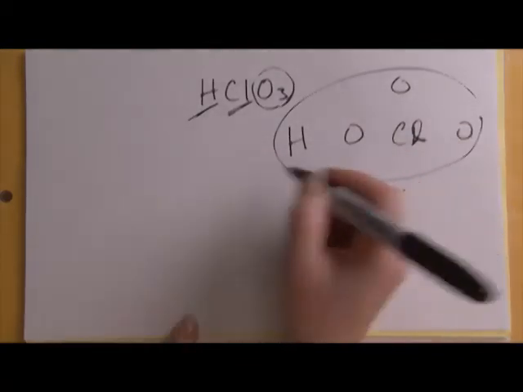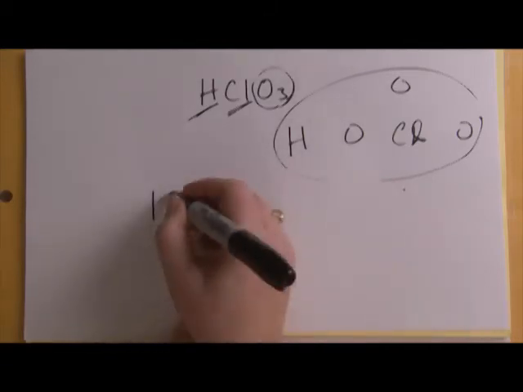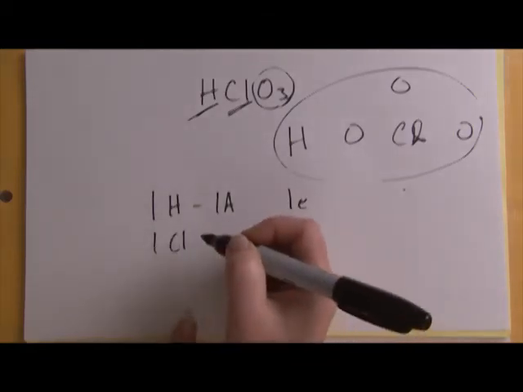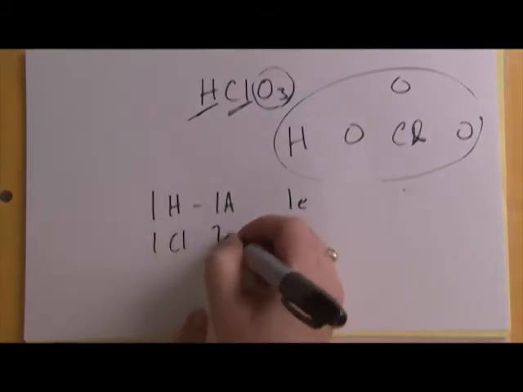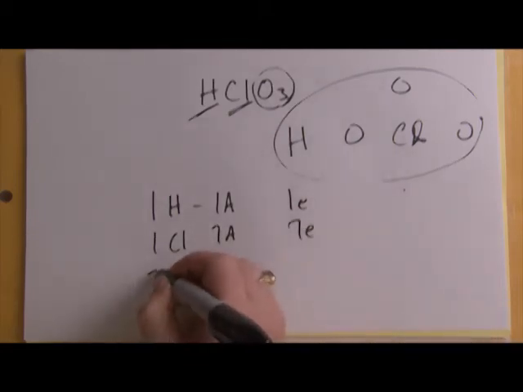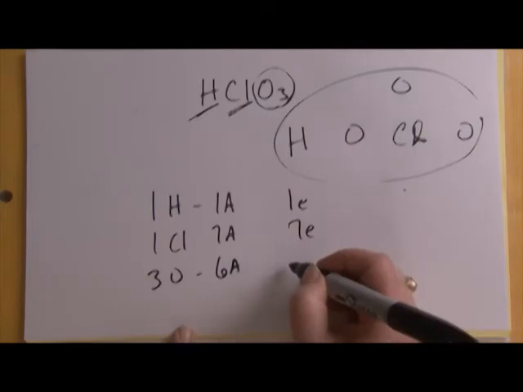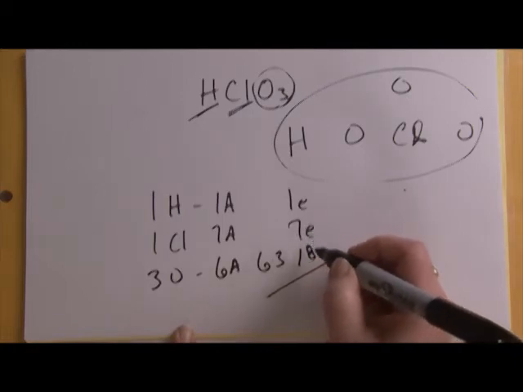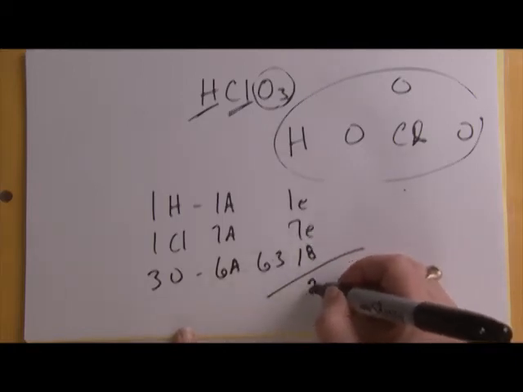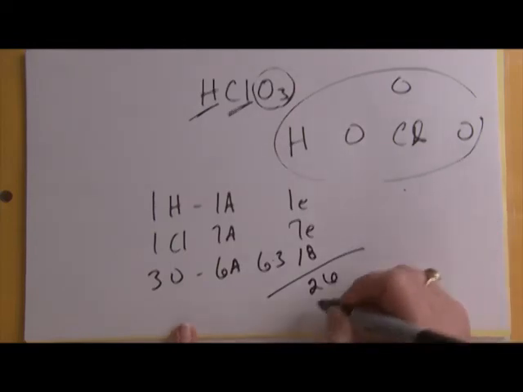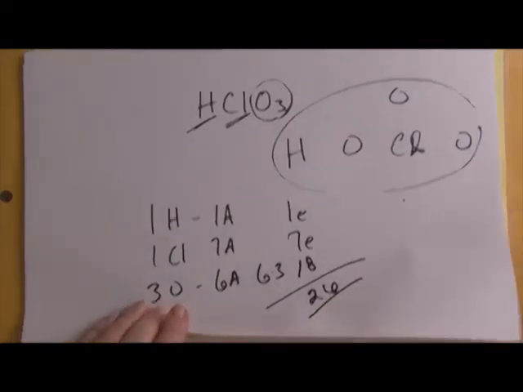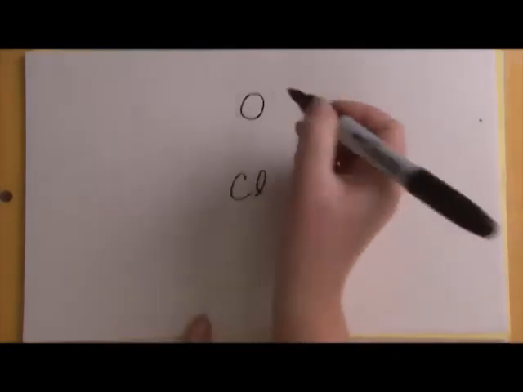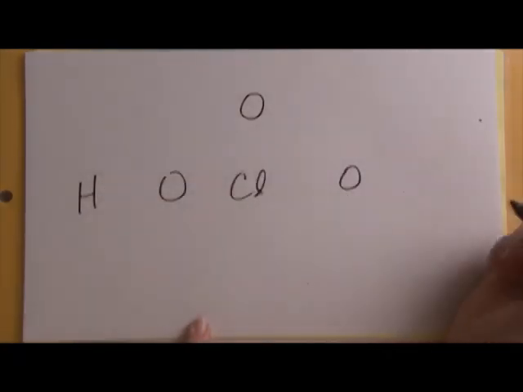Our next step is to go back to the periodic table and look for our electrons. So I've got 1 hydrogen. He's a 1A, 1 electron. Got 1 chlorine. The chlorine is a 7A, so I have 7 electrons. 3 oxygen, 6A just like before, 6 each. 6 times 3 gives me 18 for a total of 26. So 26, we've got to find a place for 26 on our basic set here. So we decided we wanted a chlorine in the middle. Oxygen here, oxygen here, oxygen here. Stick the hydrogen out there.